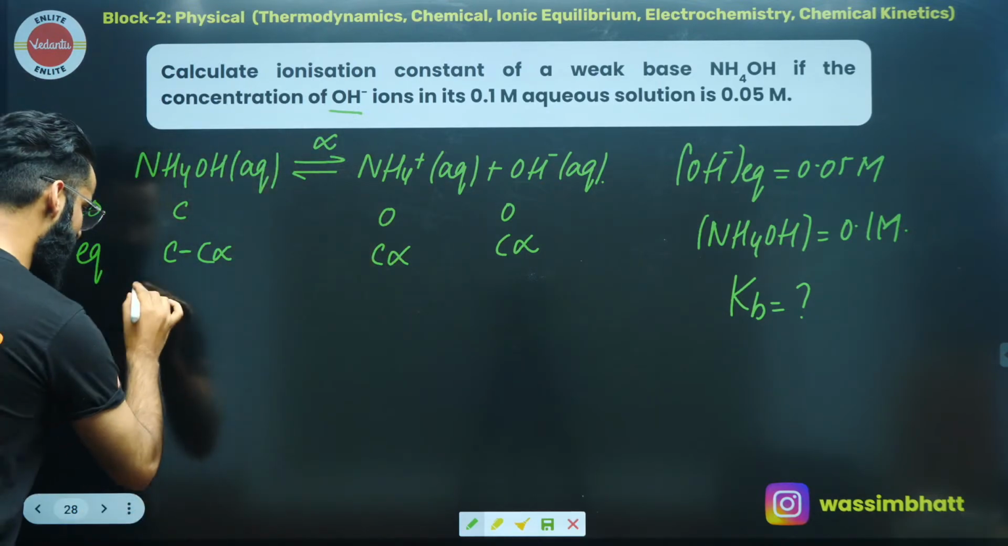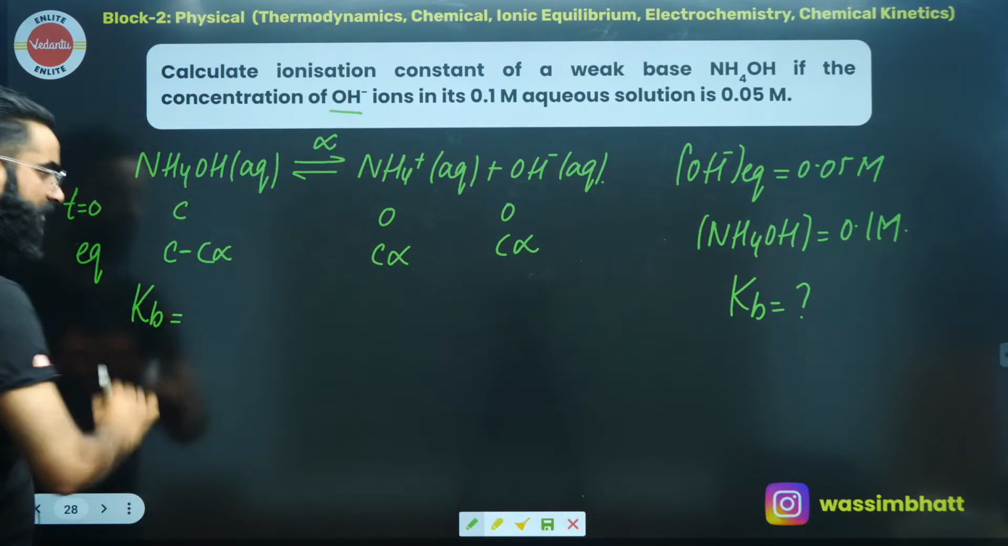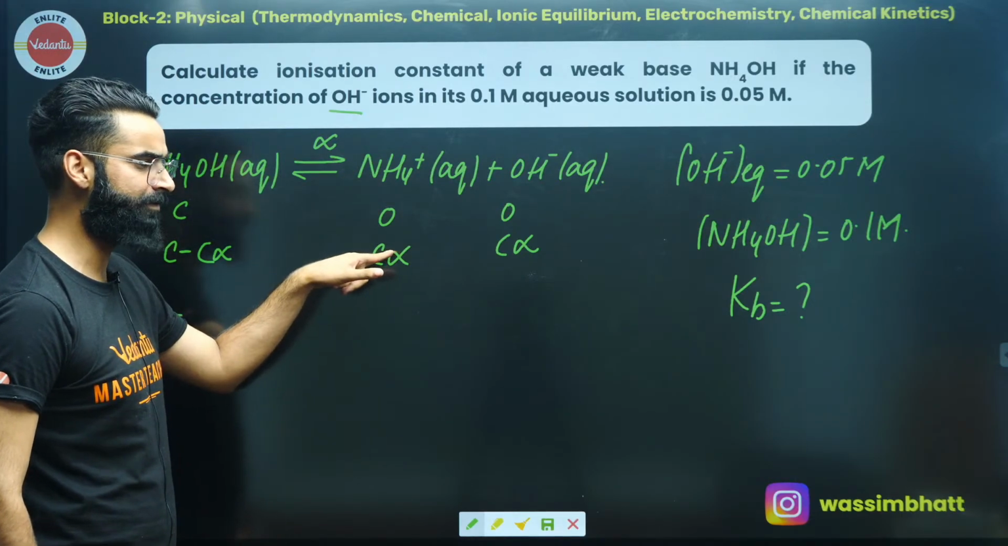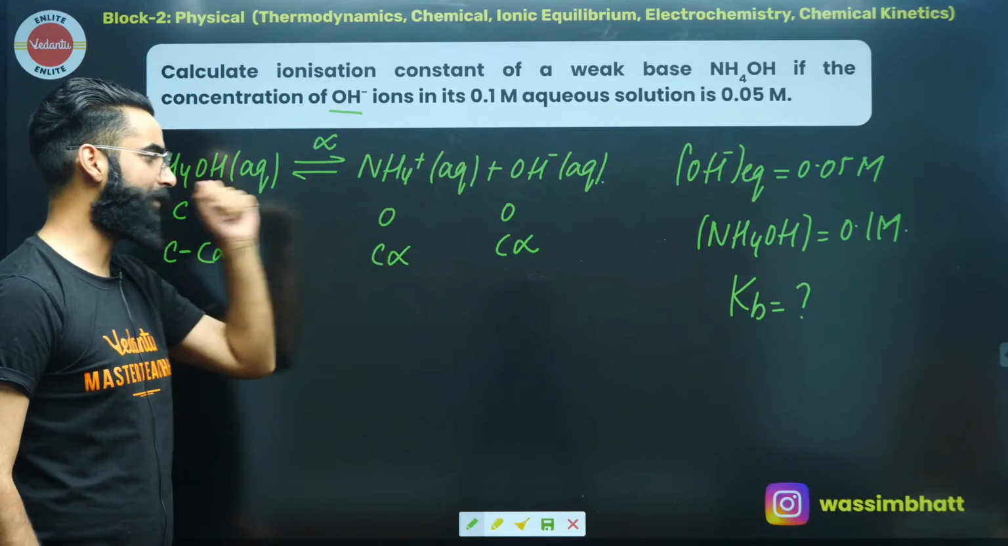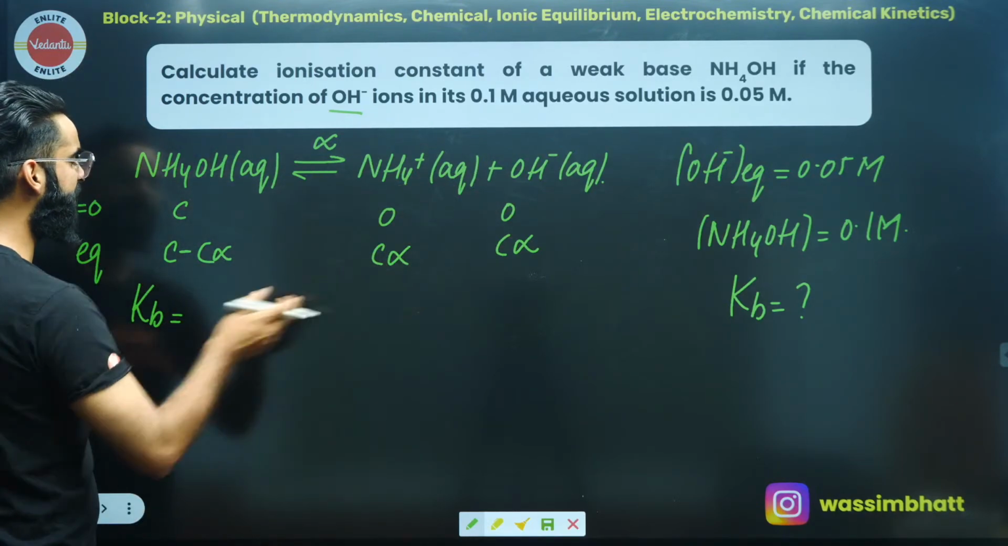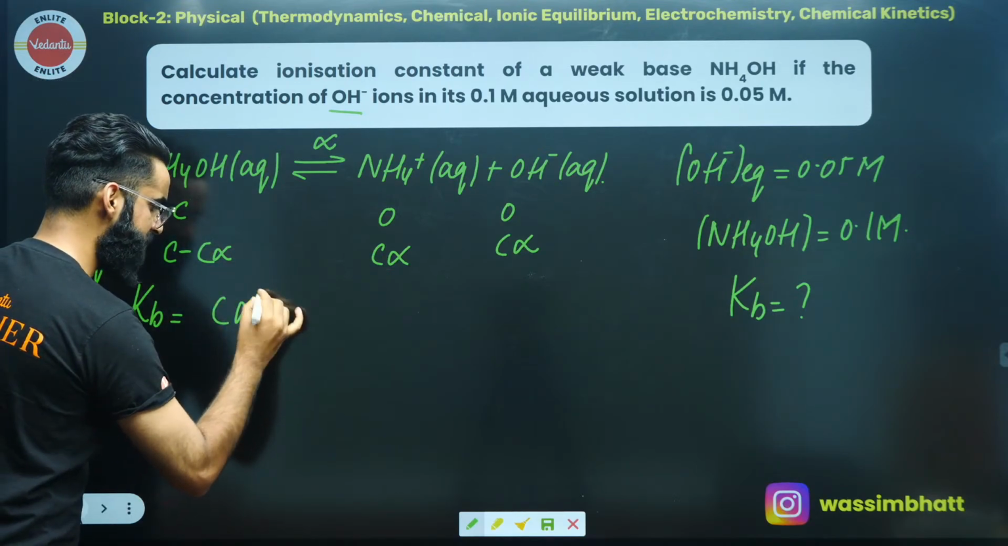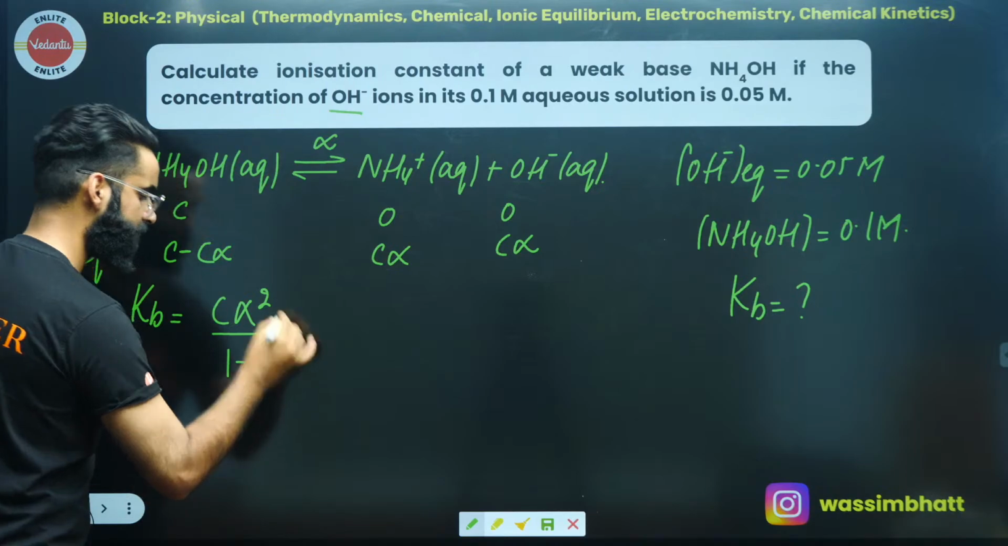Now again, you'll be writing the expression for Kb, my dear people. How do I write the expression for Kb? In the similar way, concentration of NH4 positive at equilibrium, that is C alpha. Concentration of OH negative at equilibrium, that's again C alpha. Divided by concentration of NH4OH at equilibrium, that is C minus C alpha. So finally, again, it's going to come as C alpha squared divided by 1 minus alpha, right?